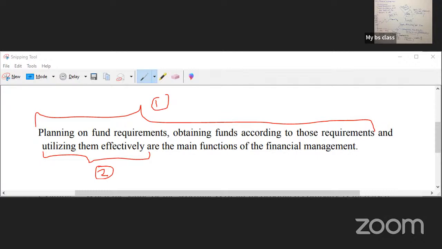If you obtained it at a high cost, high interest, then even if you get a good return, you have to pay back. Likewise, if you have obtained the funds from the proper sources, but you haven't utilized them in the proper way, again you won't be able to maximize the wealth.